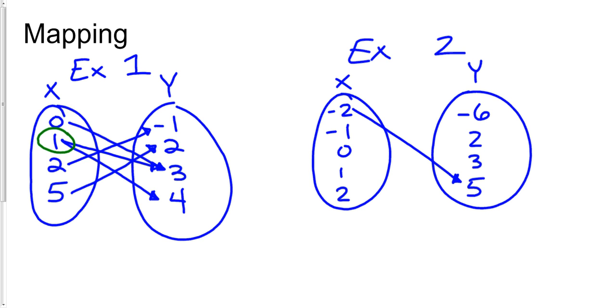The -1 was paired with the 3. 0 was paired with a 2. We had 1, -6. And then lastly, we had 2, 2. Okay? So notice here, this is a function. So each of those x values has only one line coming out of it.